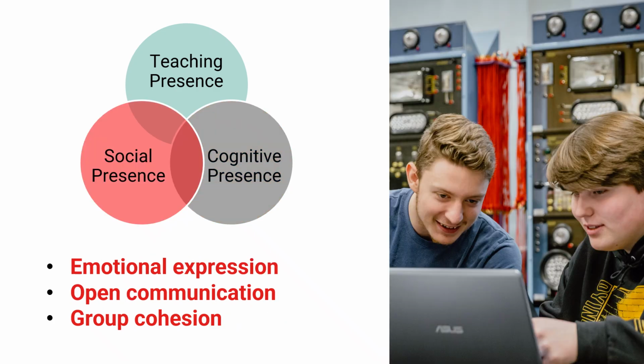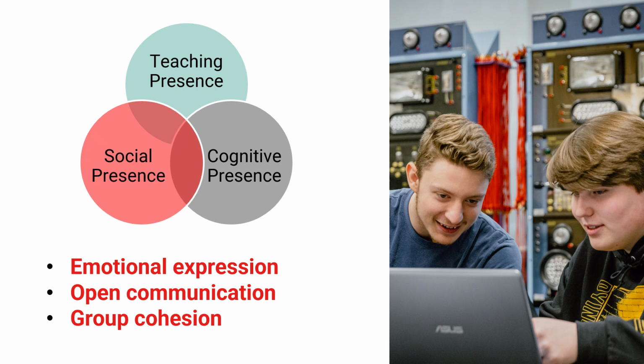Let's look at that. So social presence is defined by these three things in terms of its makeup, its character, its composition: some emotional expression, some open communication, some group cohesion. It's authentic, it's personal in the engagement that's there. These characteristics, again, may differ from modality to modality.